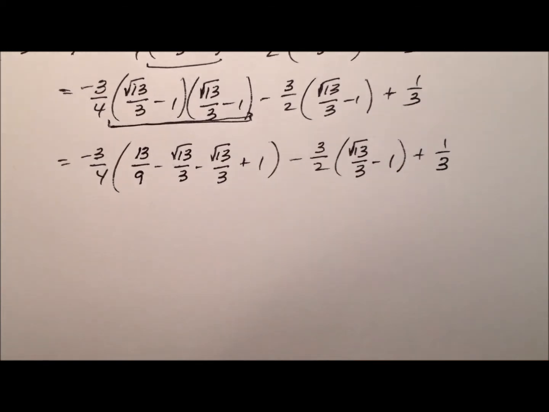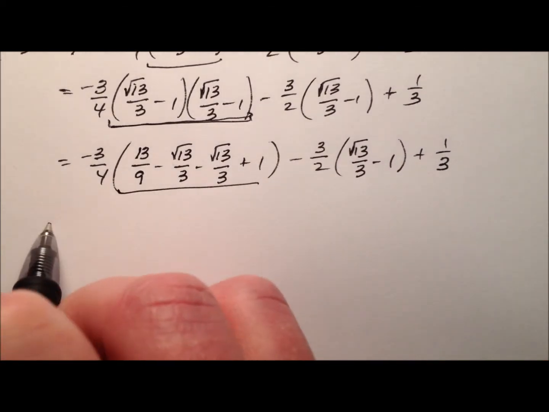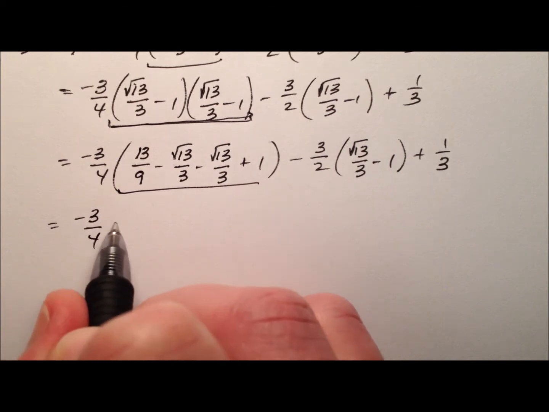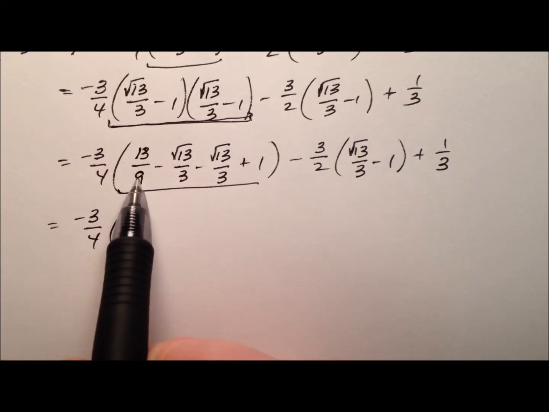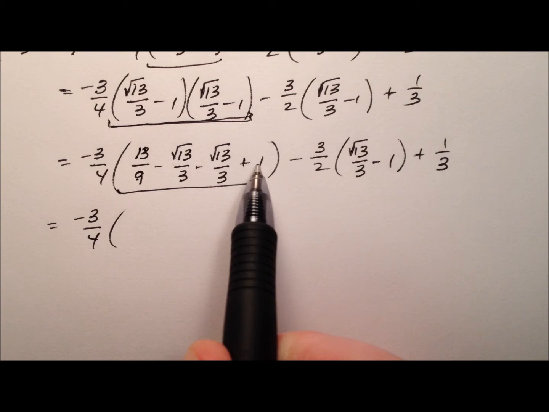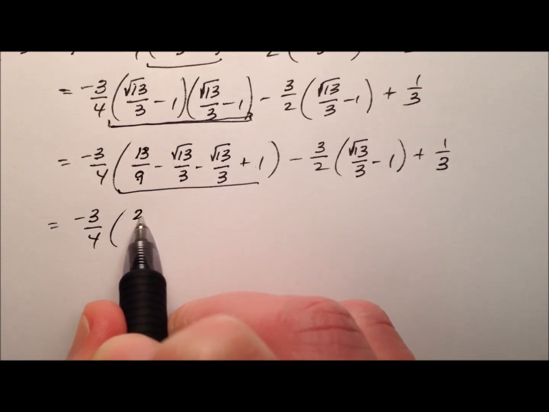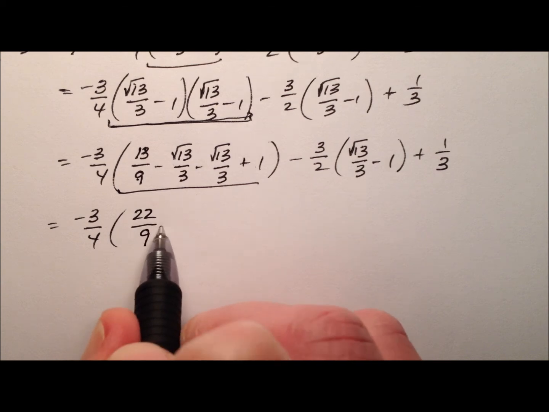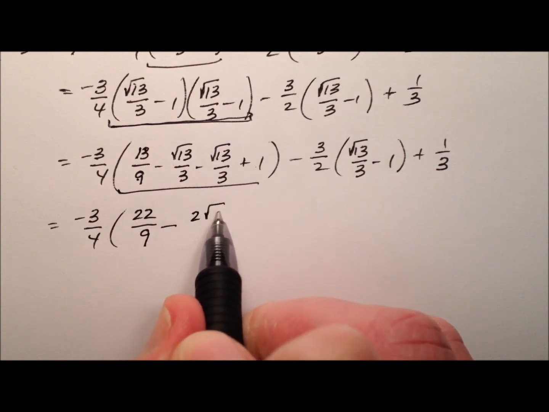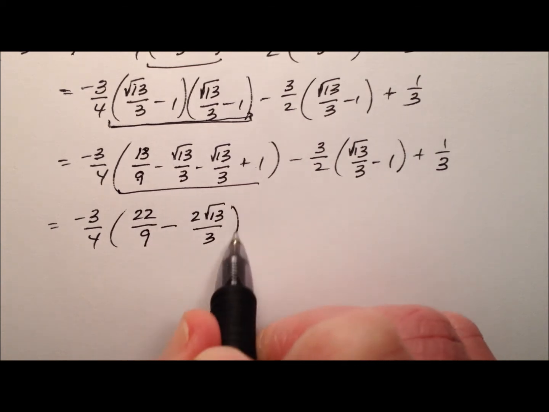All right, let's keep going. So we can simplify what's in here a little bit more. So it looks like 13 over 9 plus 1. Well, that's just going to be, what, the 1 turns into 9 over 9, so it'll end up being 22 over 9 minus, let's see, 2 radical 13 over 3.